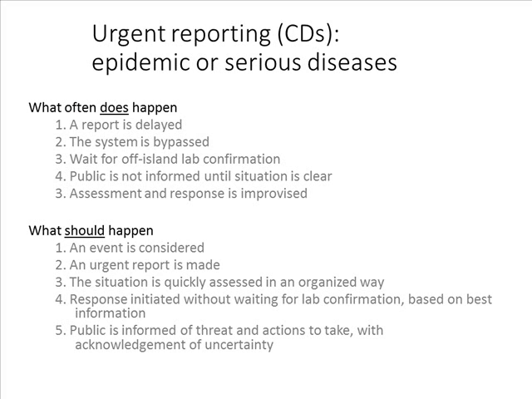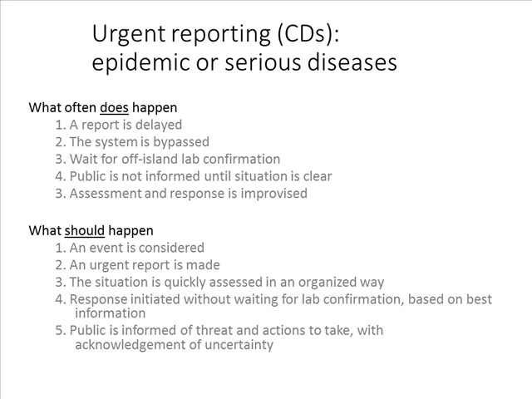Slide 40. A core function of surveillance is to generate urgent reporting for epidemic or serious diseases. What often does happen? 1. A report is delayed. 2. The system is bypassed. 3. Wait for official and lab confirmation. 4. Public is not informed until the situation is clear. 5. Assessment and response is improvised. If this happens, you fail to apply the Pacific Outbreak Manual step-by-step approach.